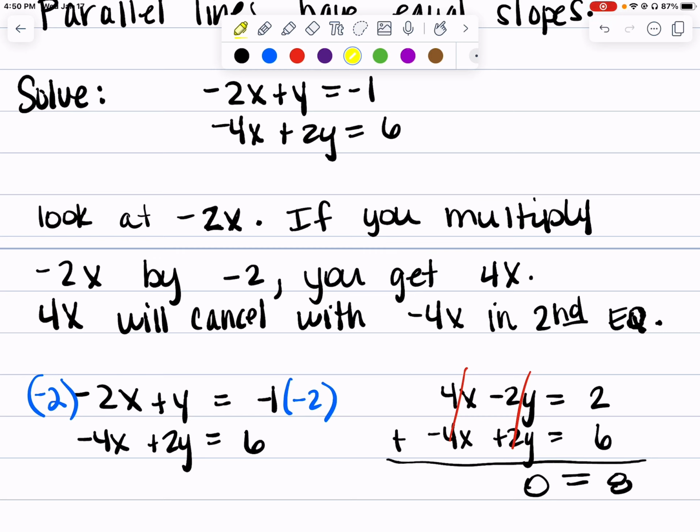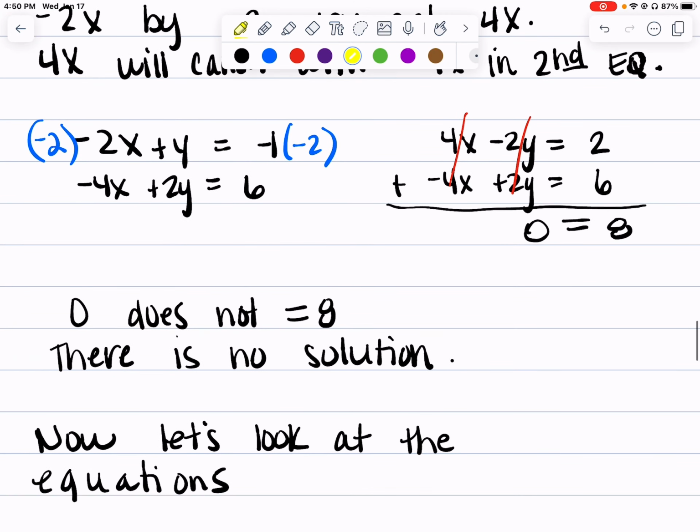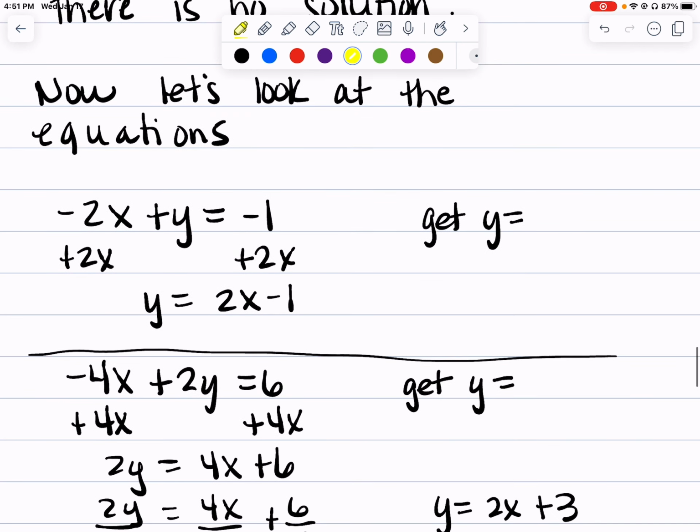And what happens? I get 0 equals 8. But 0 does not equal 8. So what does that mean? That means there's no solution. Okay? So now let's look at the equations. Let's change them both into y equals.